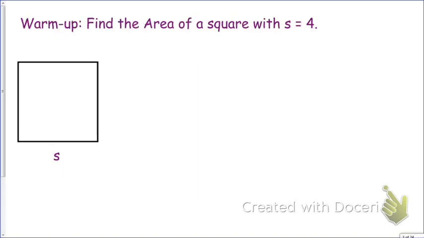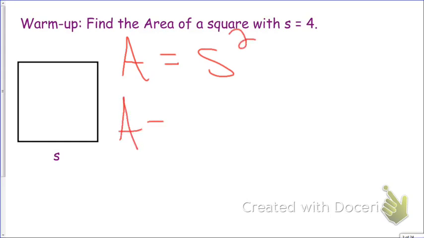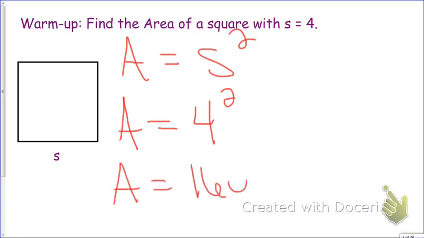So to start, I'd like you to do a quick warm-up and find the area of a square with side length equal to 4. As we know, area of a square is equal to side squared. If our side length is equal to 4, area is equal to 4 squared. So our area is equal to 16 units squared.